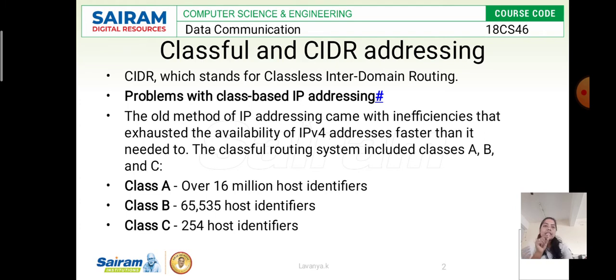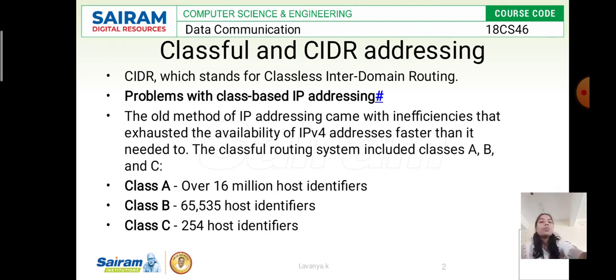Here the CIDR IP address is composed of two sets of numbers. One is the network address, written as the prefix. The normal address begins with something like 192.255.255, and the other is the suffix, which indicates how many bits are used in the network part. Those are the two parts we classify in CIDR addressing.